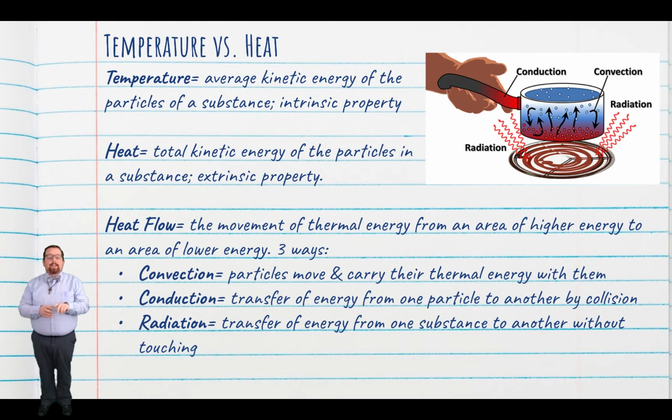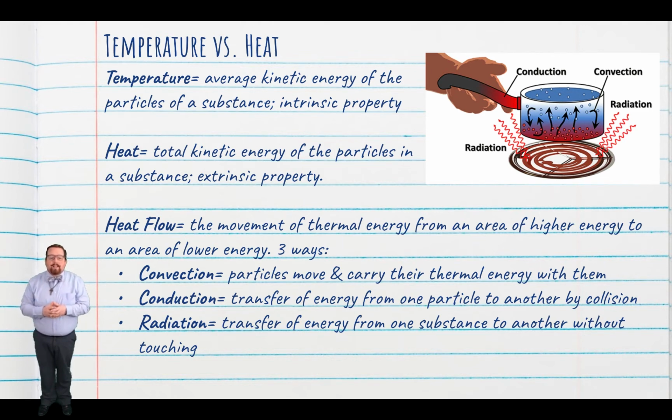Heat, on the other hand, is the total kinetic energy of the particles in the substance. This is an extrinsic property. If you have more of a substance, you've got more particles with kinetic energy to add to that total. The kinetic energy of particles is also known as thermal energy. Thermal energy can move from an area of higher to an area of lower energy in one of three ways: convection, conduction, or radiation. In a liquid or gas, particles have the ability to move. When particles of high kinetic energy move from one place to another, they carry their energy with them.